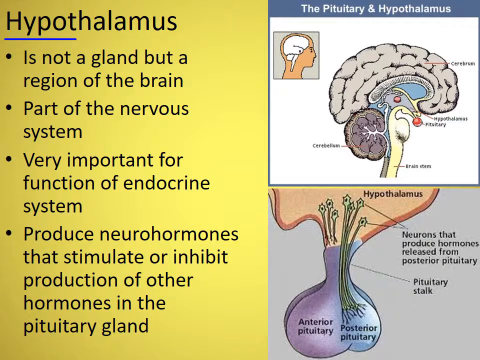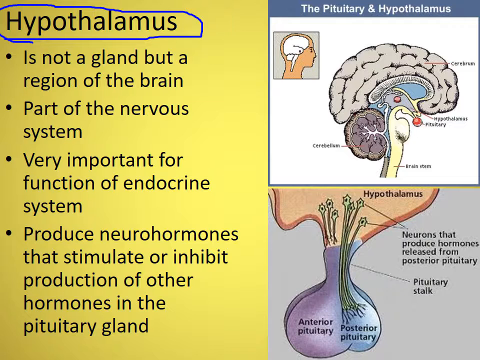The hypothalamus, very important here. The hypothalamus is a region of the brain that is the integrator. We took a look at feedback loops. The hypothalamus takes in sensory information from the nervous system, and it integrates that information, and the hypothalamus will send out signals.